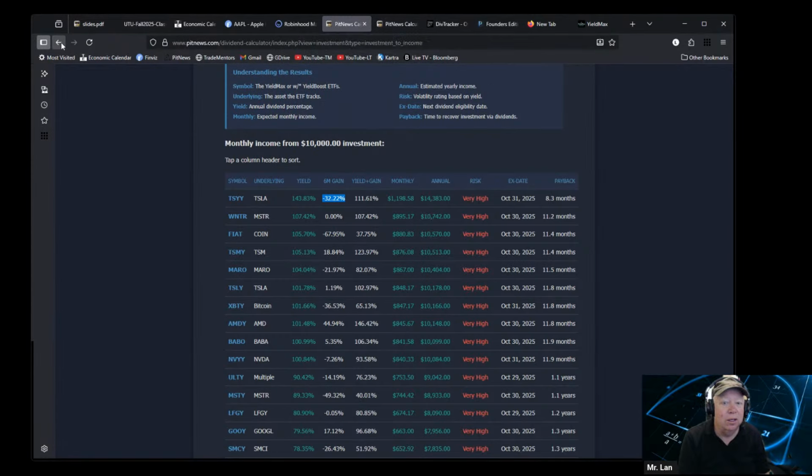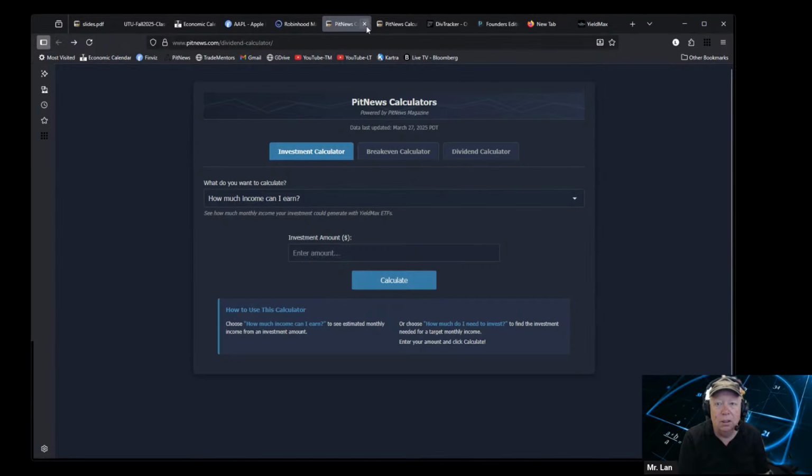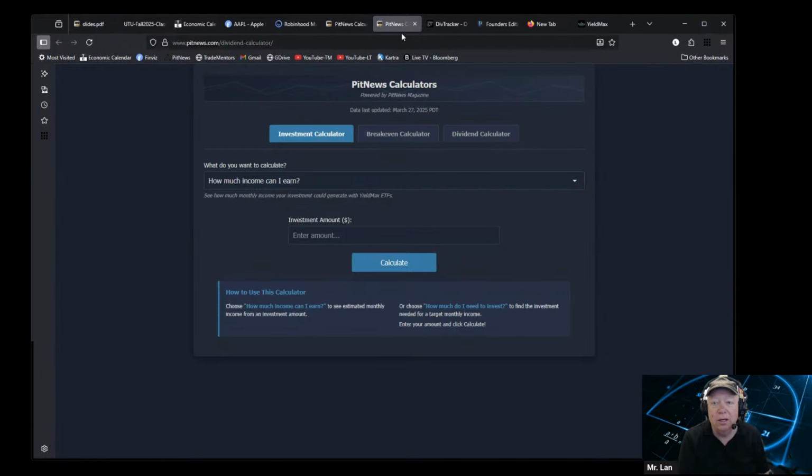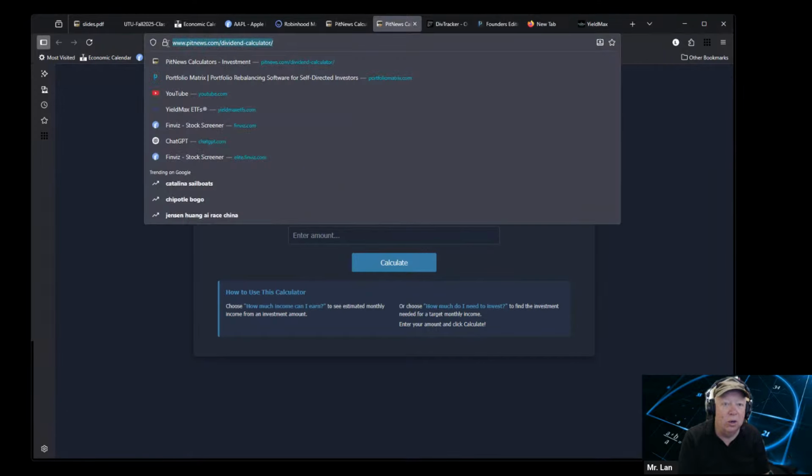I think we're in here. That is just the calculator right there. You can see it in the URL up here too. It's pitnews.com/dividend-calculator.